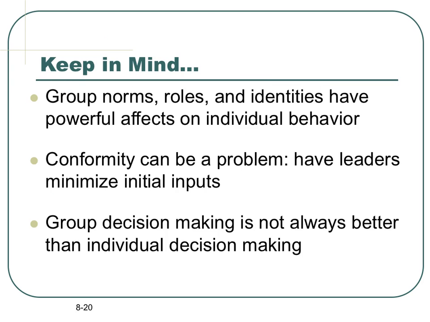Remember that group norms, roles and identities have powerful effects on individual behavior. Conformity can be a problem. Leaders should minimize initial inputs. Conformity means going along with the group. So group decision making is not always better than individual decision making. Of course, if the group members are not experts, not skilled, not talented, then there will be a problem of biased discussion, so it will not always be effective.